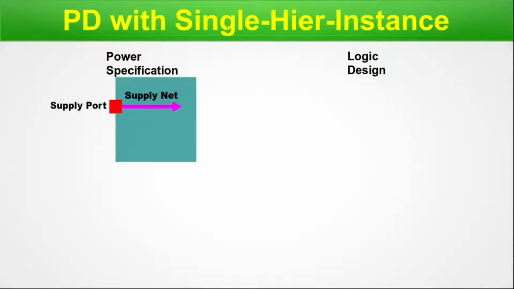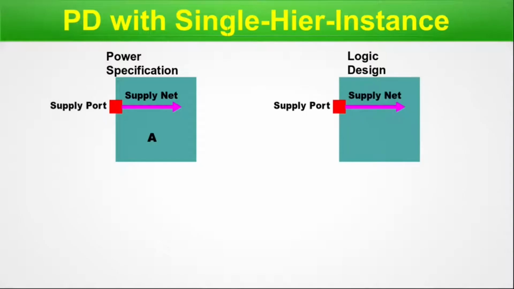This is a particular block which has a supply port marked in red, through which a pink supply net enters the block, and it is named A. The same block has its logic definition, that is our HDL definition, also for A. So far, we have discussed the HDL definition. And in this course, you are learning about the left side, which is the power intent definition, which is UPF.